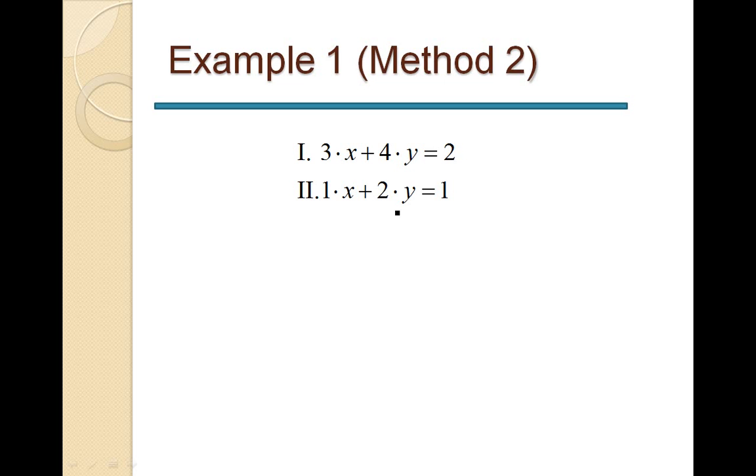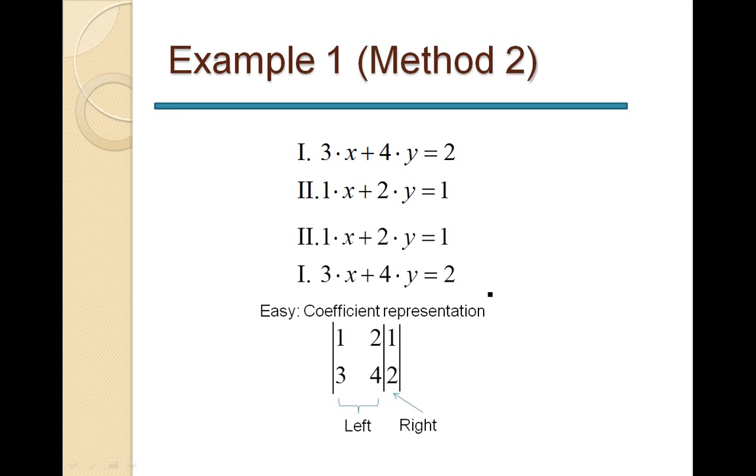And what we do first is I'm just changing the numbers of the equations. Actually, I'm just rearranging their order. So I have the second equation in front: 1x plus 2y equals 1, and 3x plus 4y equals 2. Now, this is the easy coefficient representation. I know many of you look at this and say, what the hell?